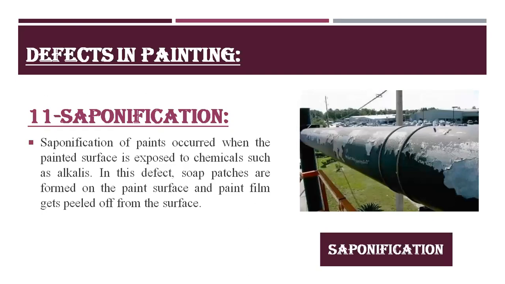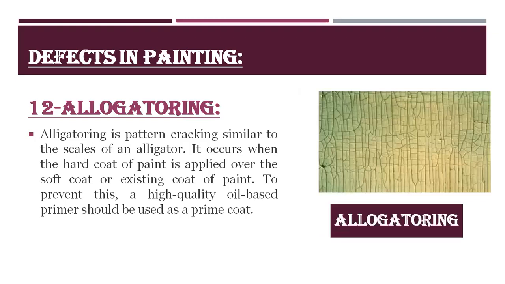Then saponification. Saponification of paints occurs when the painted surface is exposed to chemicals such as alkalis. In this defect, soap patches are formed on the paint surface and paint film gets peeled off from the surface. 12th is alligatoring. Alligatoring is pattern cracking similar to the scales of an alligator. It occurs when the hard coat of paint is applied over the soft coat or existing coat of paint. To prevent this, a high quality oil-based primer should be used as a prime coat.